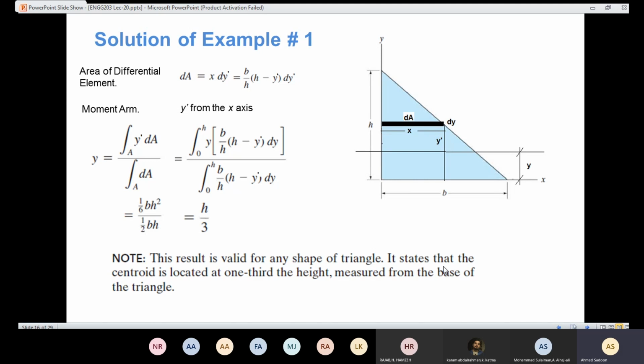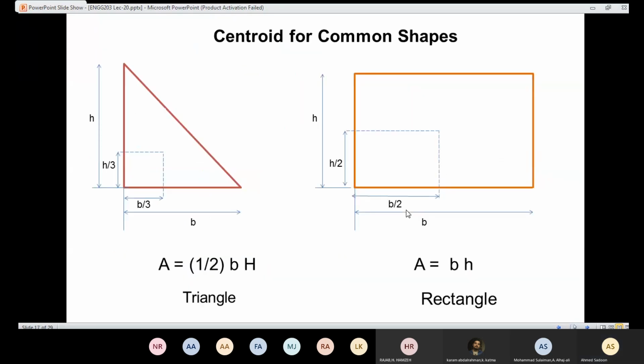And that result is valid for any shape of triangle. If you have any shape of triangle, you are going to say that the centroid in the y-axis is going to equal h over 3. We know that if we have a triangle like this one, the centroid in x is going to be b over 3. The centroid in y is going to be h over 3, like we just solved from the previous example.